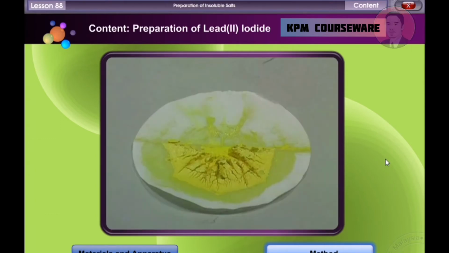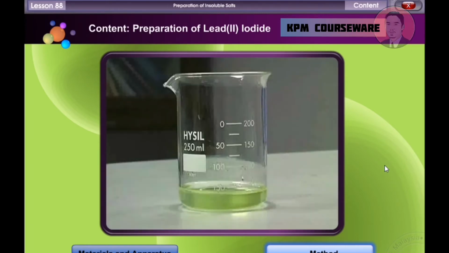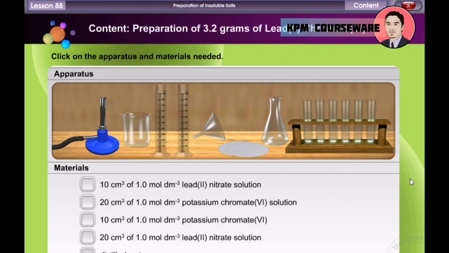Can you name the yellow precipitate? Is there any salt in the filtrate or is it just water? What do you think? Let's prepare 3.2 grams of lead(II) chromate(VI) salt. Click on the apparatus and materials needed to prepare 3.2 grams of lead(II) chromate(VI) salt. Click on the check button to check your answer.